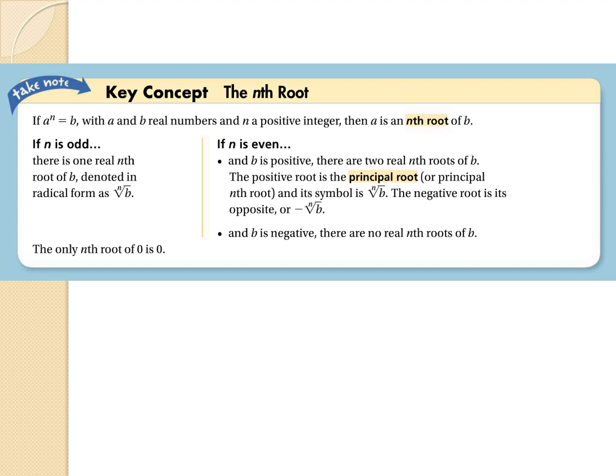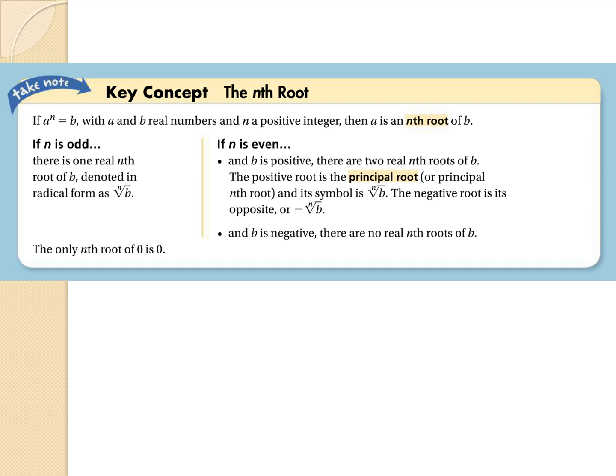So if n is odd, like 3, 5, 7, so forth, if that index number is odd, then there is only going to be one real root of the nth root of b. Because think about it. The cube root of -8 is -2, because -2 times -2 times -2 is -8. There's no other choice that it could be. There's no other solution that it could be.